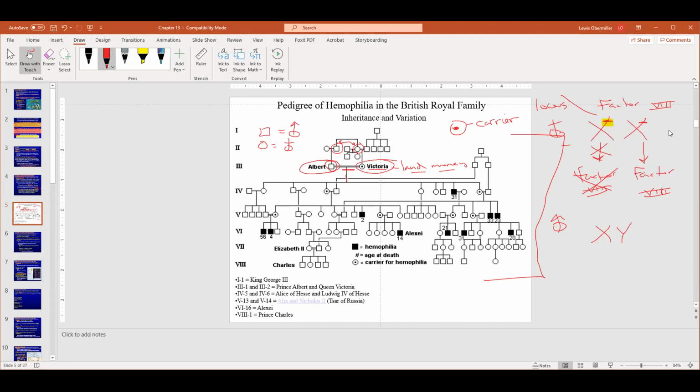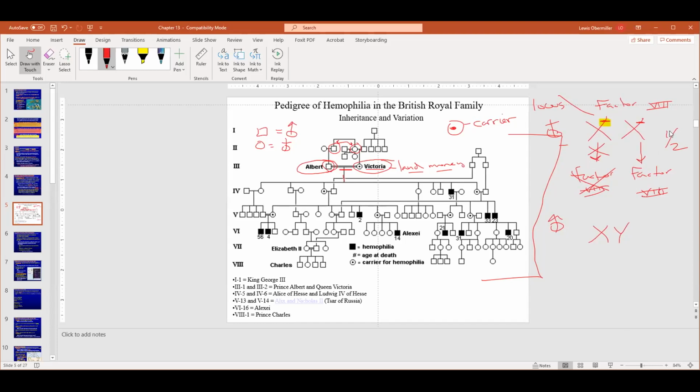So she gets half the amount of factor 8, but that's okay because it just makes your blood clot slower, but you're not going to bleed to death. That makes sense? And because she has one good copy and one bad copy, she's considered a carrier. It doesn't have to be something that's deadly. Like, let's say that the dominant trait is brown eyes. And let's say this is chromosome number 1. So you would have a brown and a blue. That would mean that you're a carrier for the recessive trait of blue eyes.